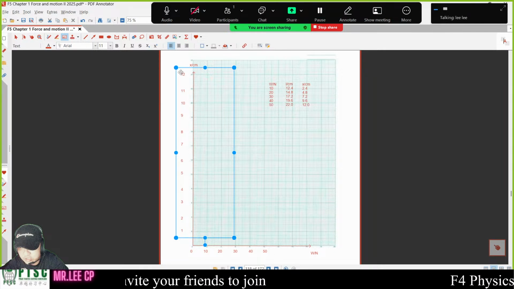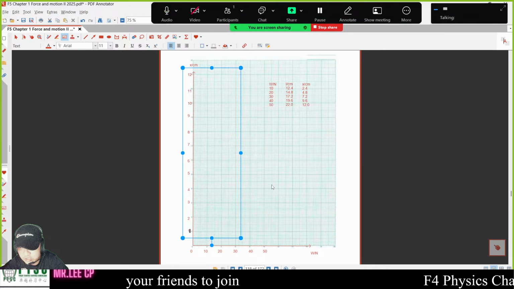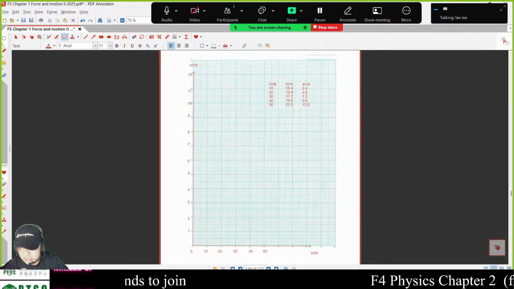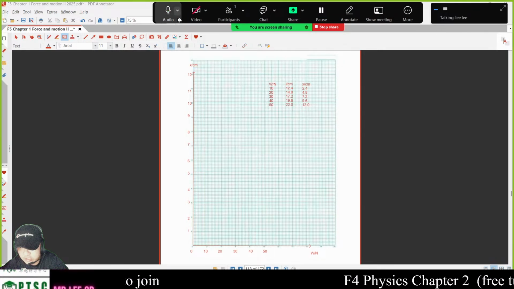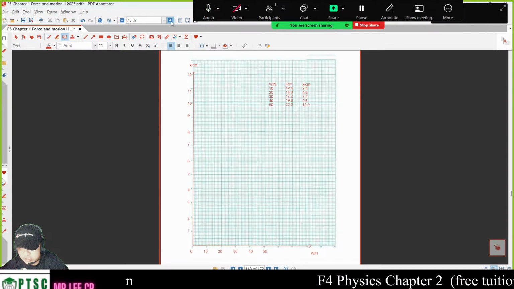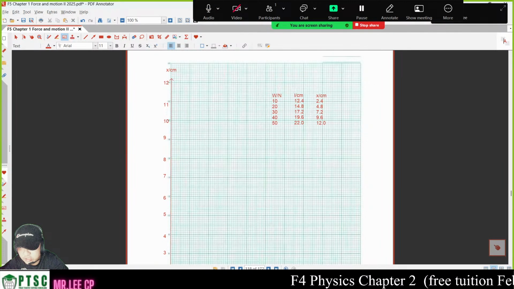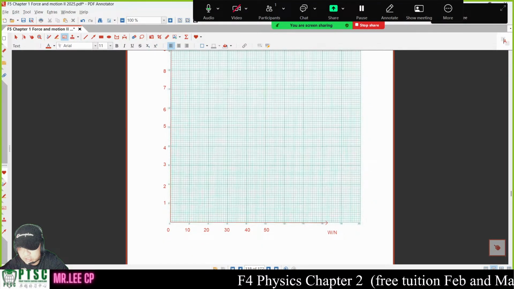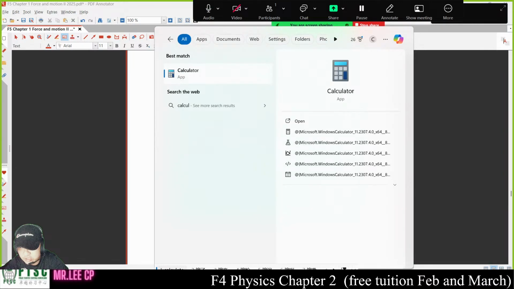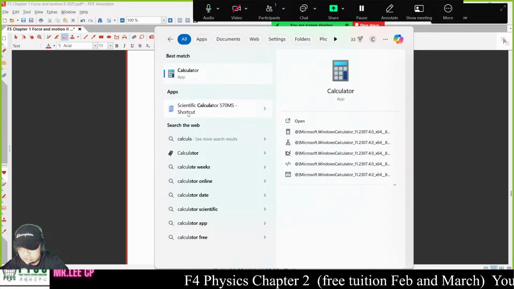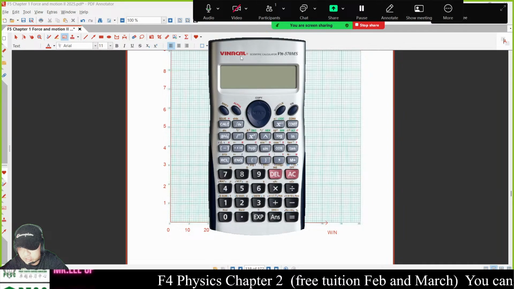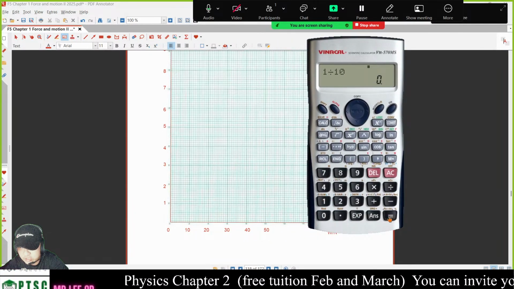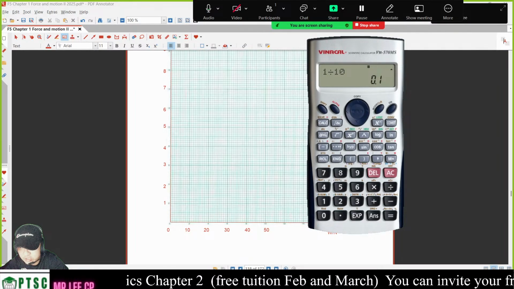Okay, I put in everything already. Now I am going to plot the graph. I make it bigger so that it is easier for me to plot. Now I am going to calculate here. 1 divided by 10, I will get 0.1. I know this one is easy, but sometimes when it is hard, you need to calculate. So 1 divided by 10 boxes is 0.1, meaning each box is 0.1.